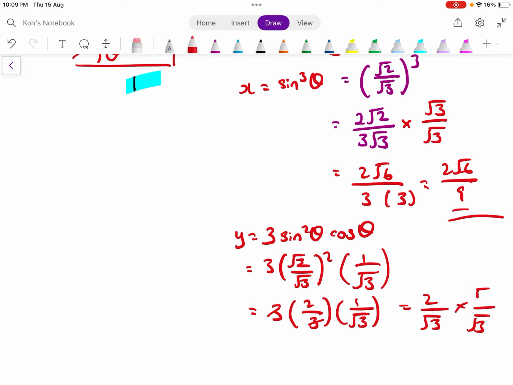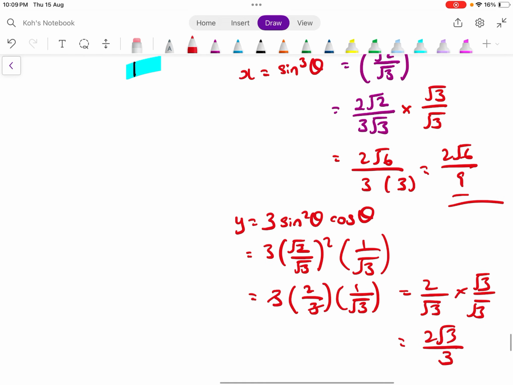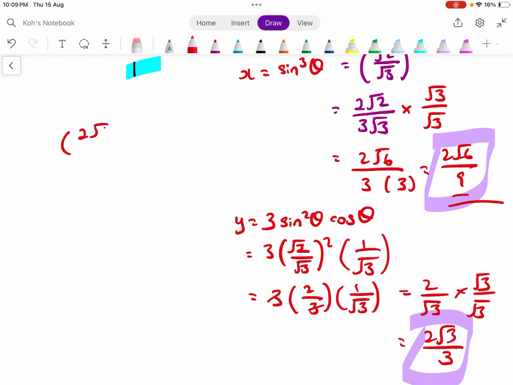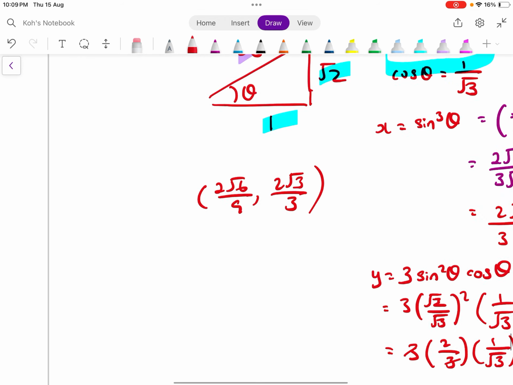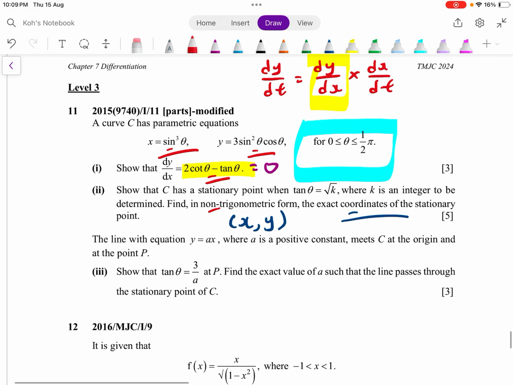Multiplying by square root 3 over square root 3 will give you 2 square root 3 divided by 3. So I got the x coordinate, and I also got the y coordinate in exact value. My answer for that part will be (2 square root 6 over 9, 2 square root 3 over 3). So that is how we solve part 2. Hopefully there are no more questions for part 2. The rest I'll leave to you.